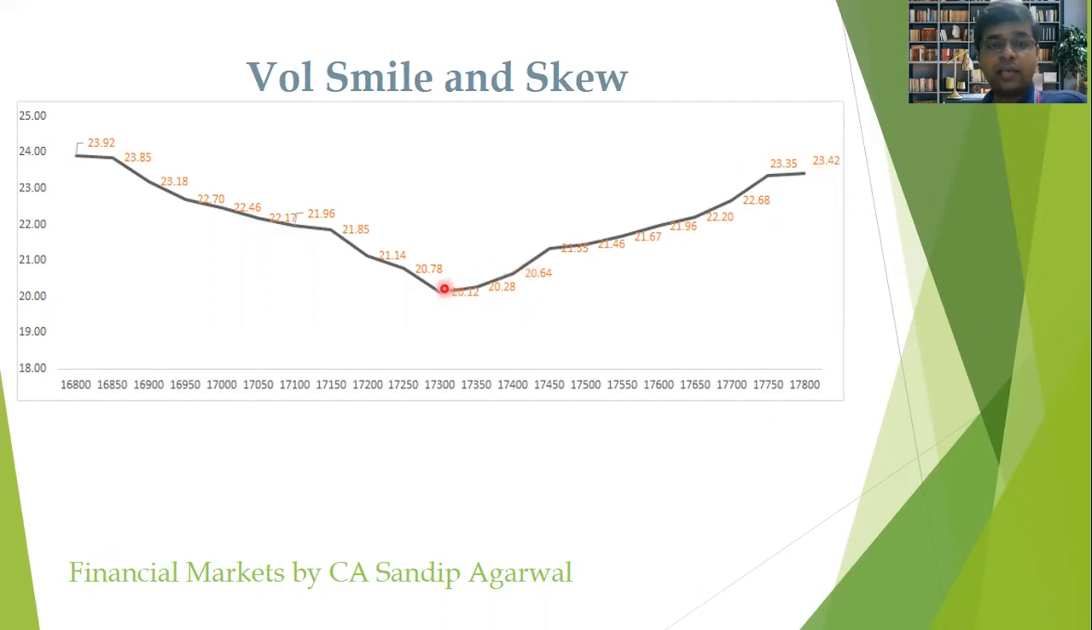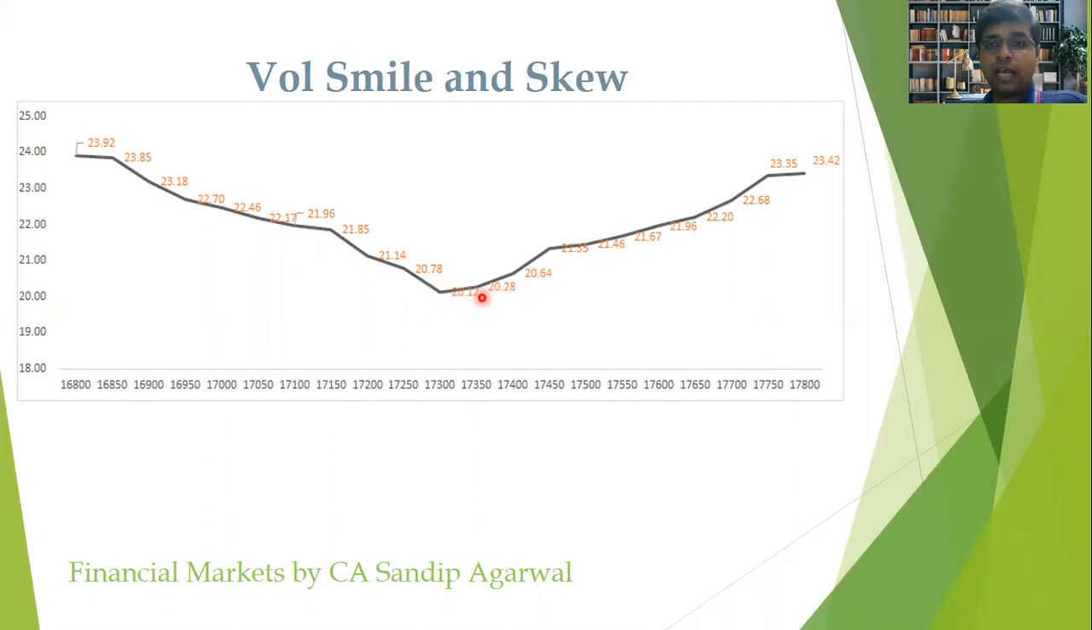Generally, in an ideal case, if we plot the IVs of all the options on the call side or all the options on the put side, that is at the money, in the money and out of money, the volatility smile will look like this. You can see the IV of in the money call options is higher than the IV of the at the money call option. In the current chart, at the money is the 17,300 strike, and all the strikes on the left hand side of 17,300 are in the money, and all the strikes on the right hand side are out of money. So the IV of all the in the money call options is higher as compared to the at the money call options.